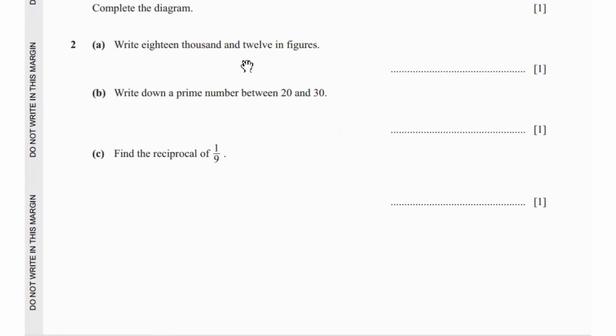Then write 18,012 in figures. So to write 18,012 in figures, 18,012. Write a prime number between 20 and 31: 23. Find the reciprocal of 1 over 9. So to find the reciprocal, we flip the fraction. So 1 over 9 becomes 9.